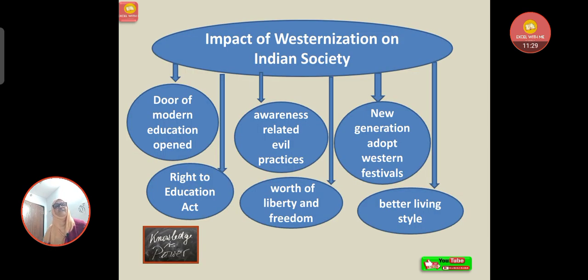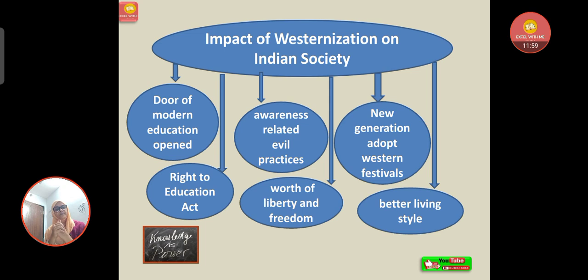Now, the impact of westernization on Indian society, let's see some points here. That is, number one, the door of modern education is opened up to the Indian people. Then technological and scientific knowledge developed in Western countries is available to Indians due to westernization, we can say. Secondly, the government in India established the Right to Education Act and opened up the door to all sections of society, irrespective of caste, creed.